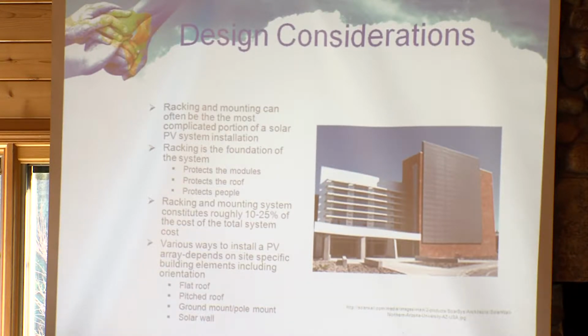Racking and mounting can often be the most complicated portion of solar PV system installation. It's actually the most expensive part of it because there's a lot of labor involved. But once the racking and mounting is in place, the panel installation goes very quickly. It's plug and play, and then cycle the power. Well, you have to do all the paperwork too. But it's one of the greatest time-consuming parts of the installation.